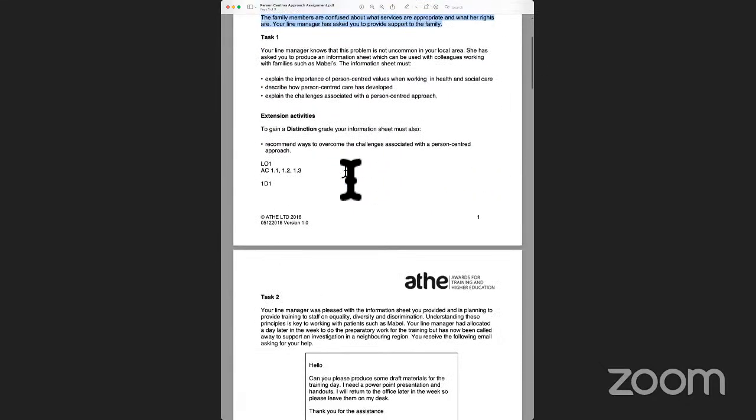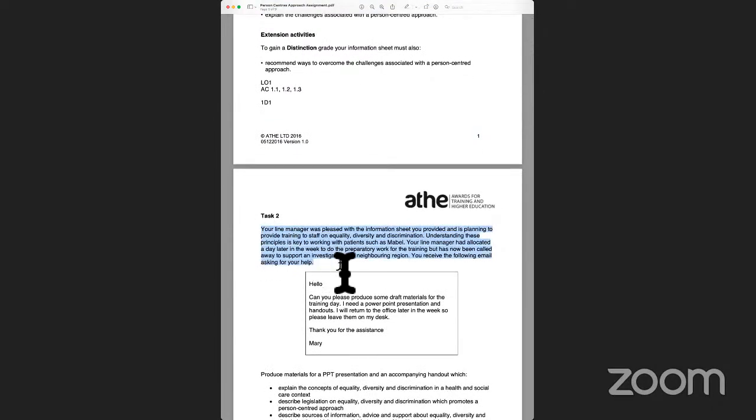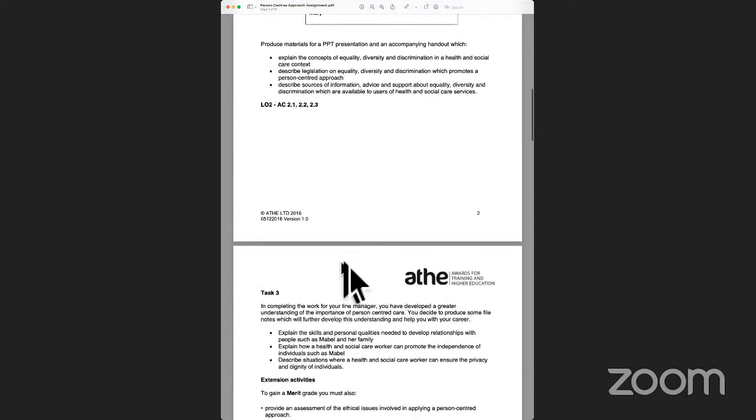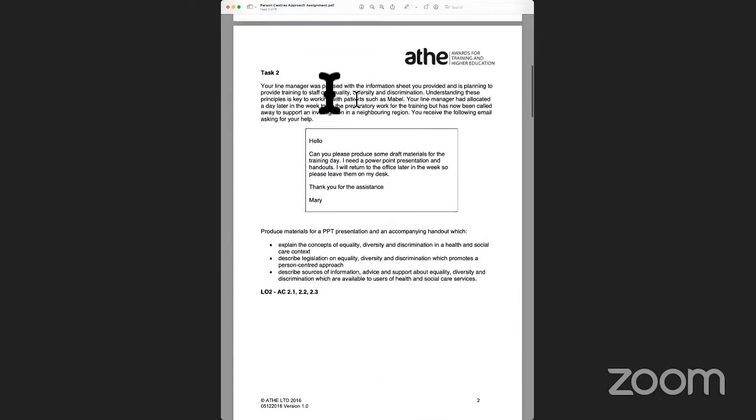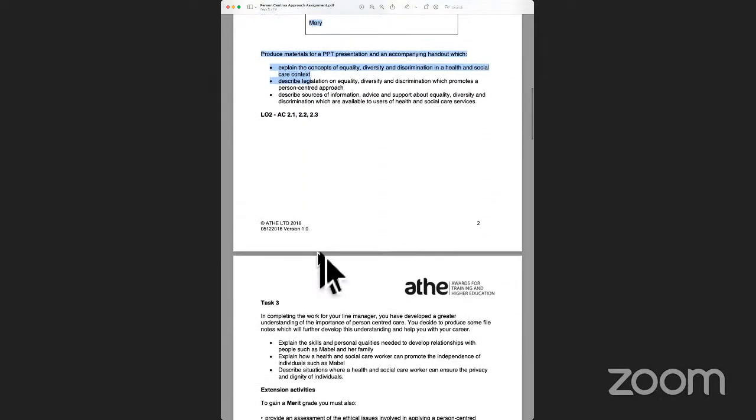So this is a scenario for task 1. This is a scenario for task 2. In some cases, some tasks don't have a detailed scenario, but because they are going to be leading on from previous tasks, those scenarios will carry forward, giving you a bit more understanding in terms of what is now to be done.